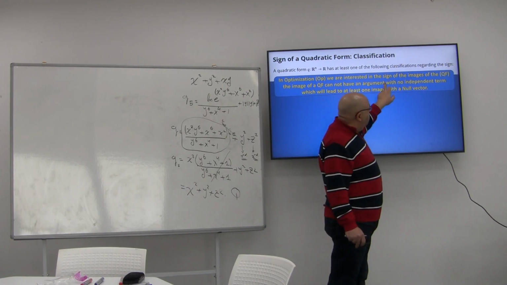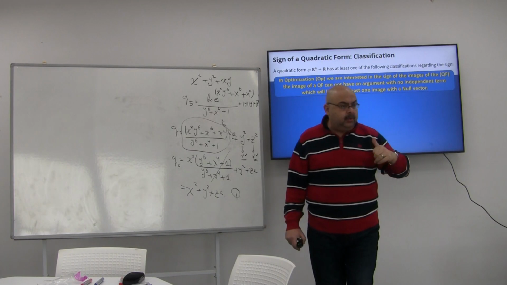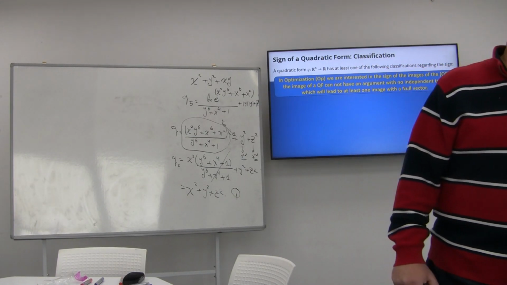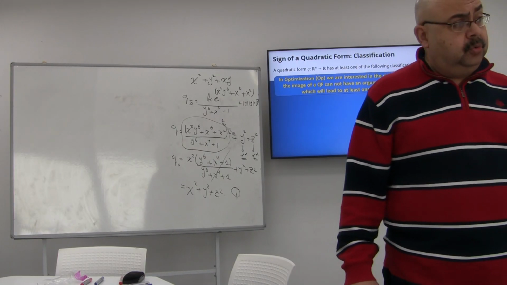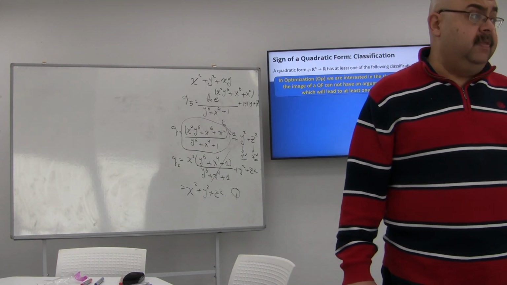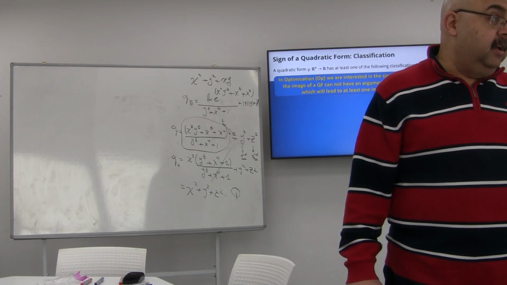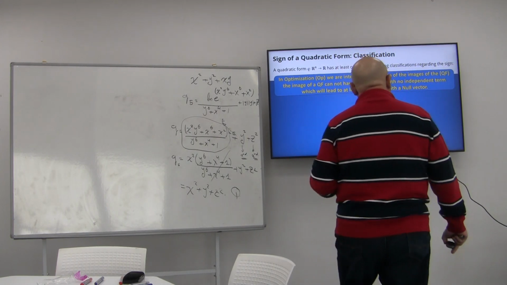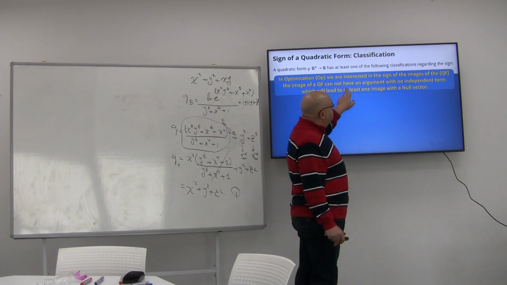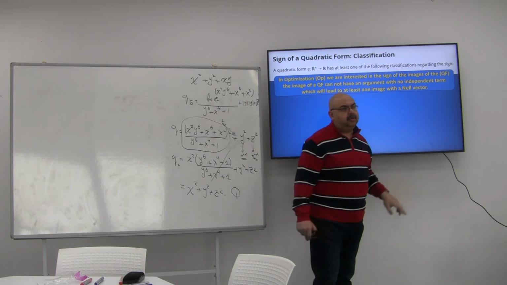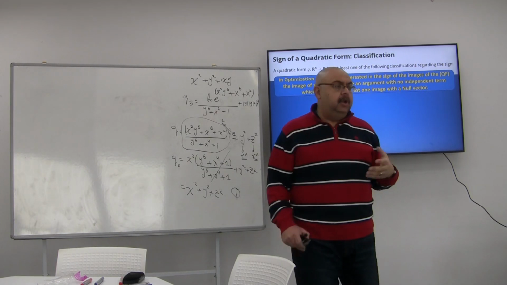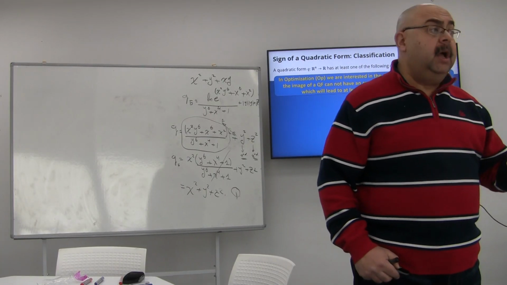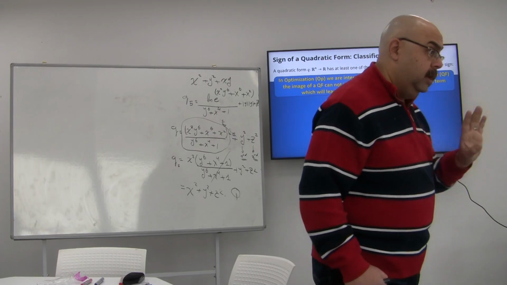A quadratic form has no independent term. This is what we went through when we saw 1 plus x squared, which was not a quadratic form, because as you can see, it has two terms. One of them has power 1, and the other one is a free number, okay? So it has an independent term, which will lead to at least one image being a null vector. So one of the images of this function will end up being a null vector. So it's not going to be a quadratic form. We are interested in the sign of the quadratic forms only.